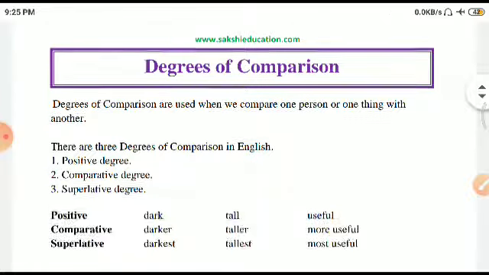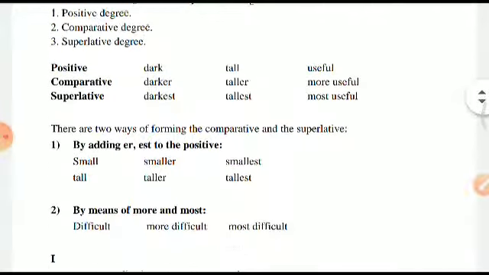Now, there are three kinds of degrees of comparison in English: positive, comparative, and superlative. Positive is dark, comparative is darker, superlative is darkest. Now, in simple terms, you can understand that in comparative the comparison is made between two things or two people, and in superlative it is more than two. See, dark, darker, darkest, tall, taller, tallest, useful, more useful, and most useful.